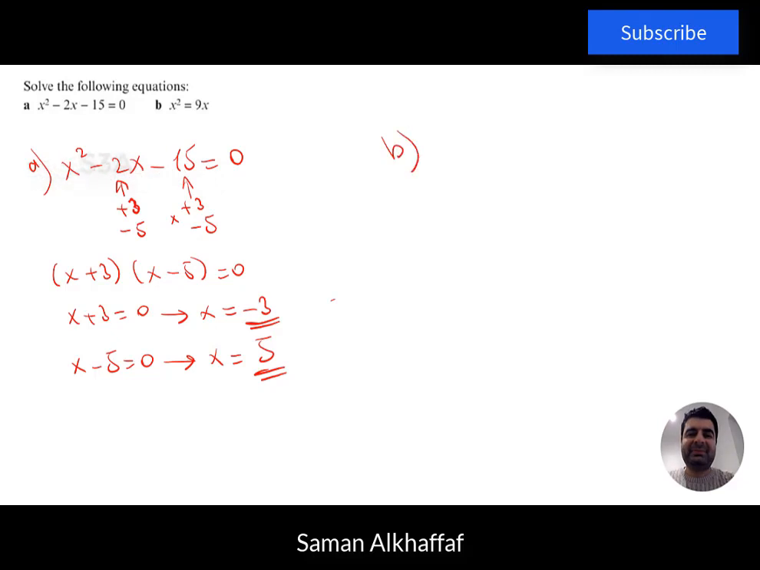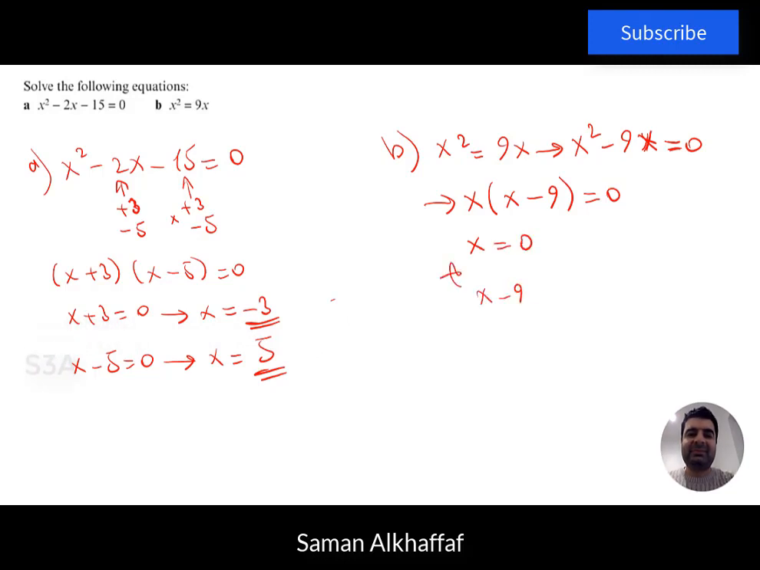For part B, we have x squared equal 9x. So first we will rearrange the expression, so equate it to 0, so that will be x squared minus 9x equal 0. So in this scenario, we can take a common factor, which is x, and we would have x minus 9 equal to 0. So in this scenario, we will equate both terms to 0. So first we will have x equal to 0, and we would have x minus 9 equal to 0, so that will give us x equal 9. So our values for x will be 0 and 9.